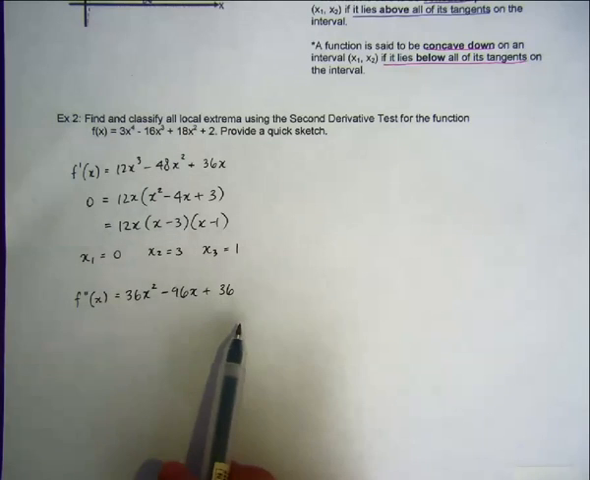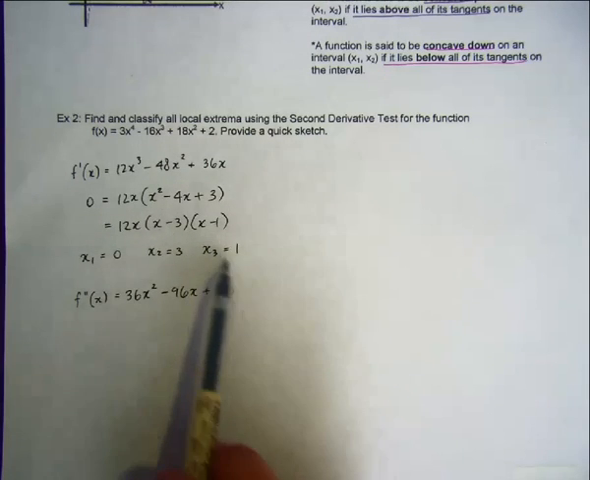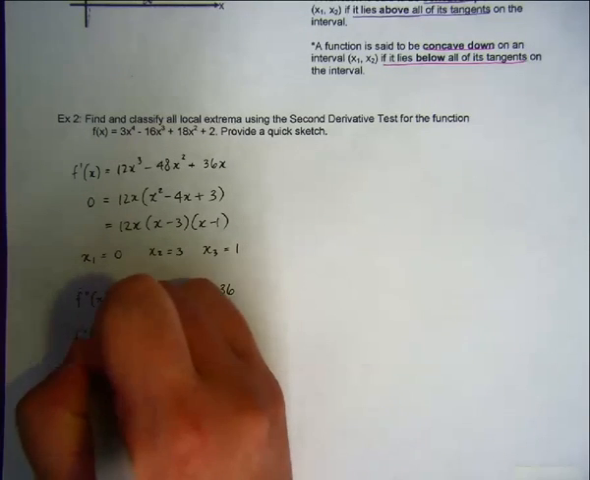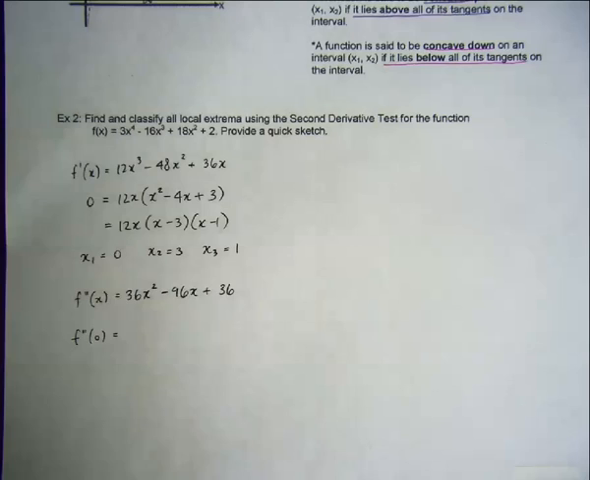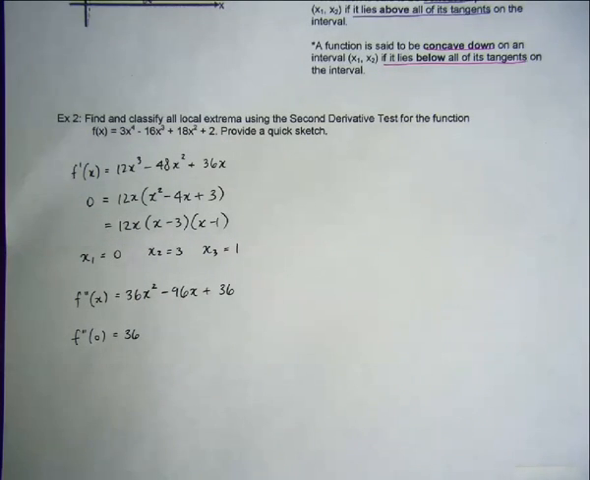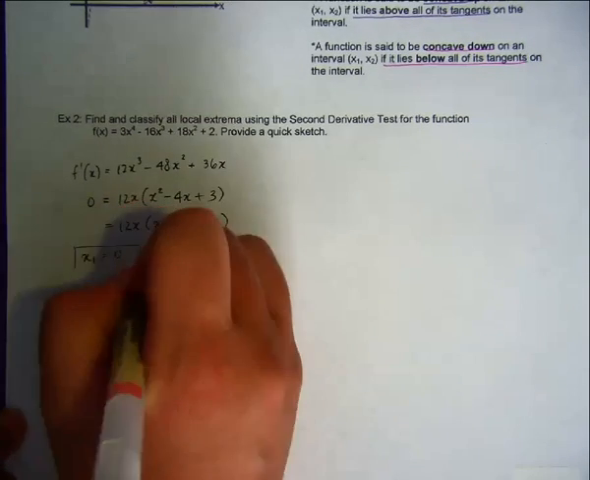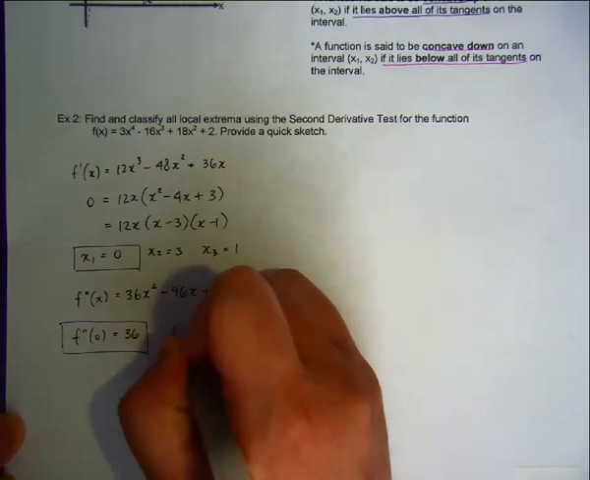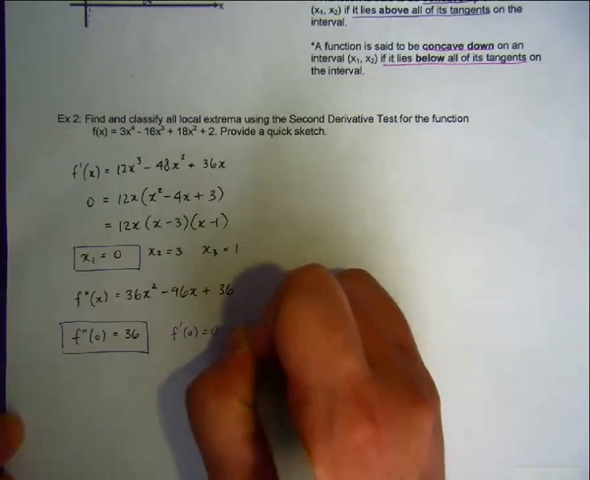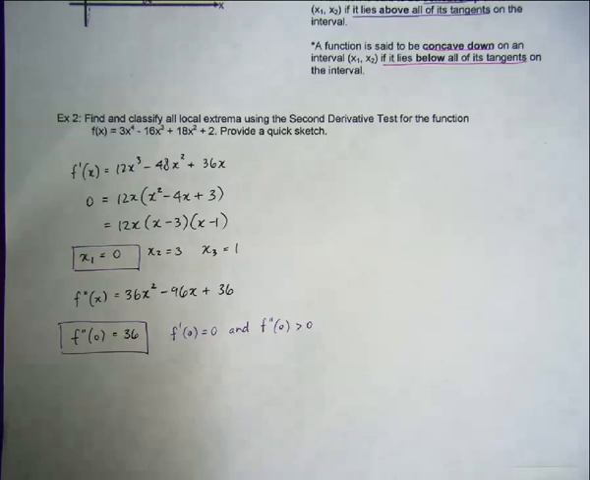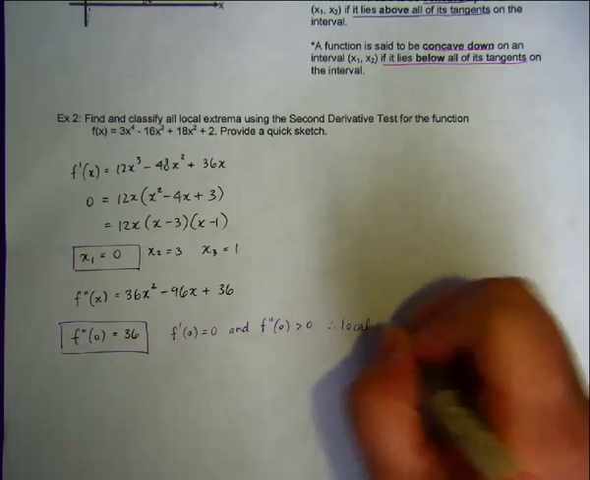So with this second derivative, we now need to plug in these critical points to see if the second derivative will be positive or negative. So for 0, 36 will be the answer for the second derivative. So because we know that f prime of 0 is equal to 0, and f double prime of 0 is positive, then according to the second derivative test, that means we will have a local minimum.